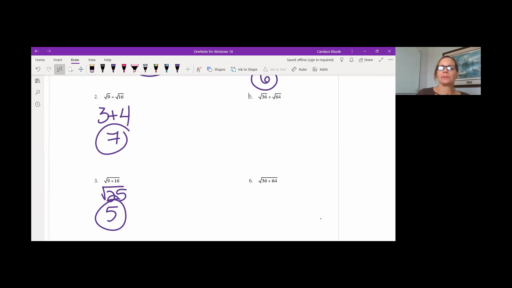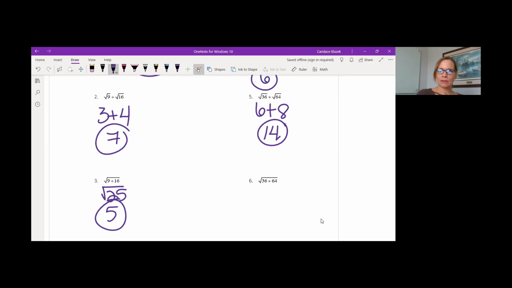All right. 5 and 6 are handled differently. We have to simplify each square root in 5 before we can combine the terms. So the square root of 36, the principal square root is 6. The principal square root of 64 is 8 because 8 times 8 is 64. And when you add 6 and 8, you get 14. So 14 would be our answer.